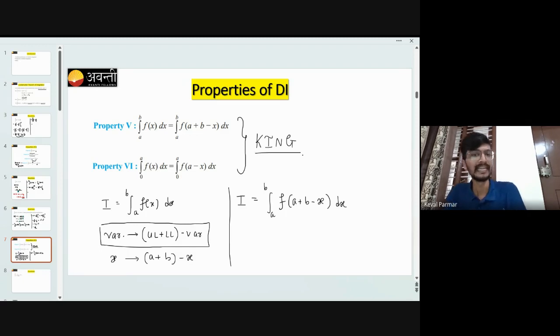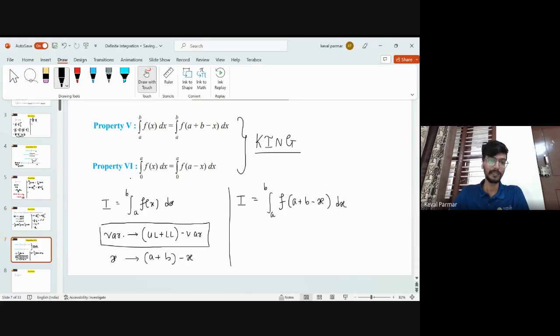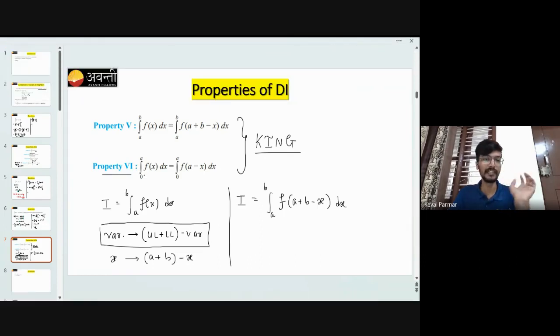So the second property, this 6, is just a special case where here we have 0 and here we have a. It's just a special case. Here it is the general case, which is a and b. Same thing we can use.